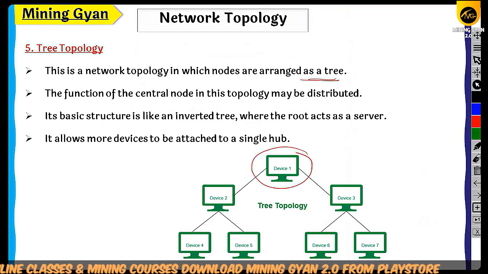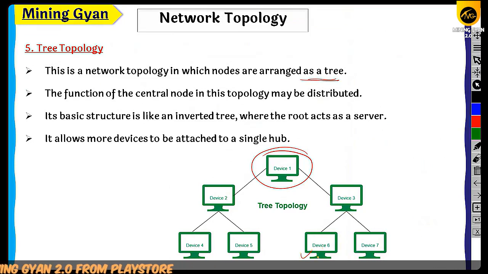So this is the central node, which can be divided into device number 2 and device number 3. Device number 2 connects device number 4 and 5. Similarly, device number 3 distributes the signals to device number 6 and device number 7. So it can create some kind of tree arrangement. Its basic structure is like an inverted tree.